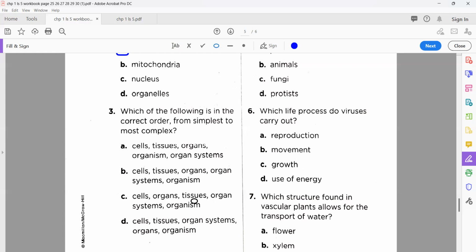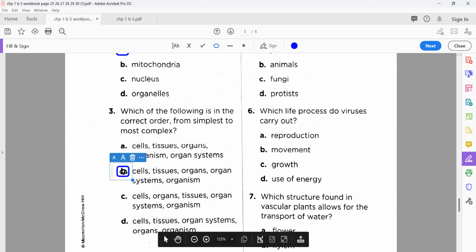Next one: cell, tissue, organ, organ system, and organism. So the best option is option number B. Cells combine to make tissue, similar tissues make organs, then different organs combine to make an organ system, and in the end you can see the complete organism.